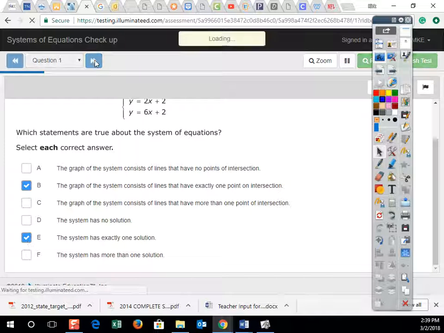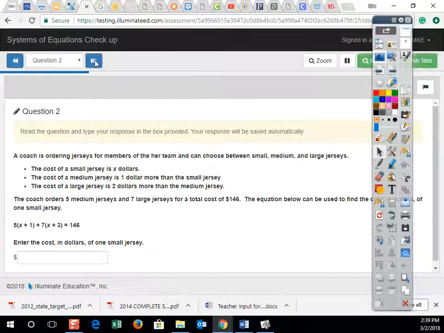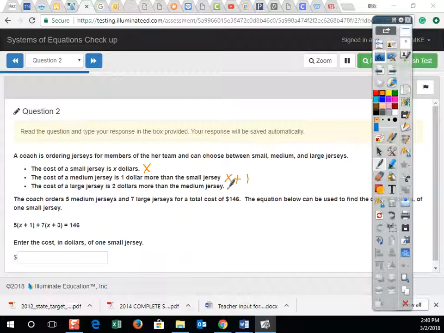All right, number 2. A coach is ordering jerseys for members of her team and can choose between small, medium, and large jerseys. The cost of a small jersey is X dollars. The medium is 1 more than small, and the large is 2 more than the medium. So I'm just going to write some equations here to help me out. I know this is just X. I know this is going to be X plus 1, and then this is going to be X plus 3 because it's 2 more than the medium.